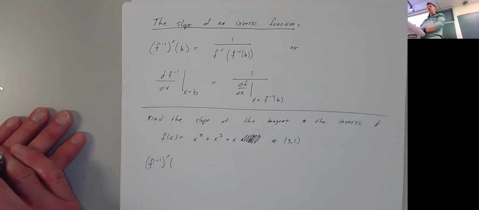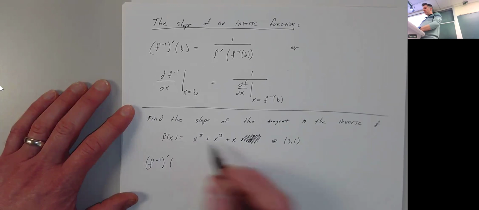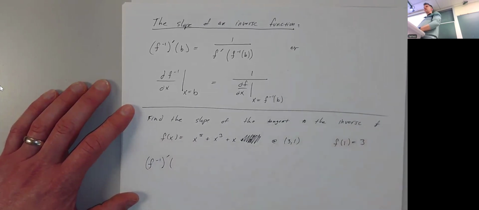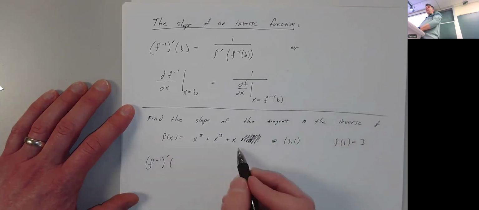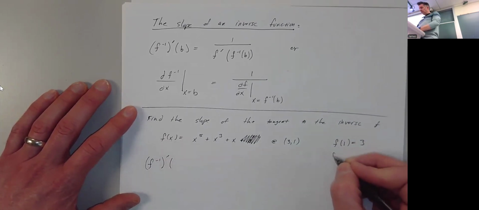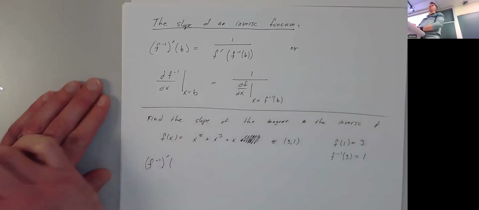Is it 1 or is it 3? Let's see here. f of 1 is equal to 3. Just looking at the original function, right? If I plug in 1, I get 3 out. Meaning f inverse of 3 is equal to 1.